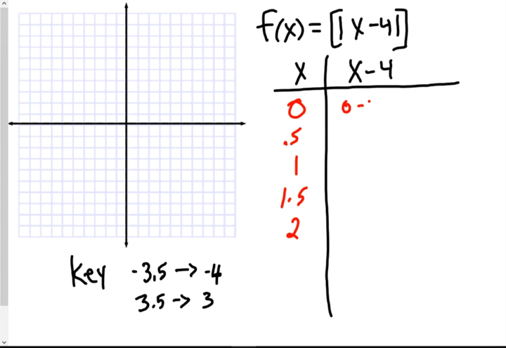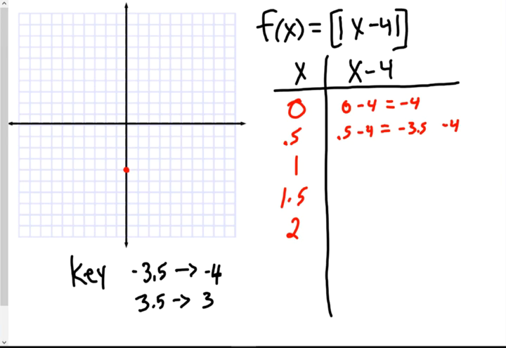So 0 minus 4 is going to give us negative 4, and the greatest integer, remember, it's the largest integer less than or equal to negative 4, is going to be negative 4. So 0, negative 4 is going to be our starting point, and that's going to be a solid dot. And then negative 0.5 minus 4 is going to give us negative 3.5, and that happens to be one of our numbers down at the bottom. Negative 3.5, largest integer less than or equal to, is negative 4.